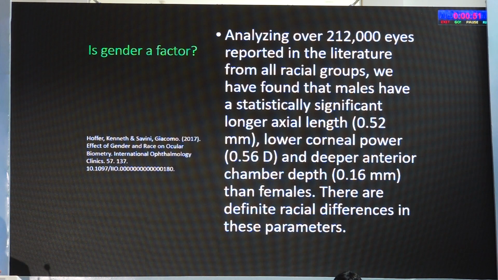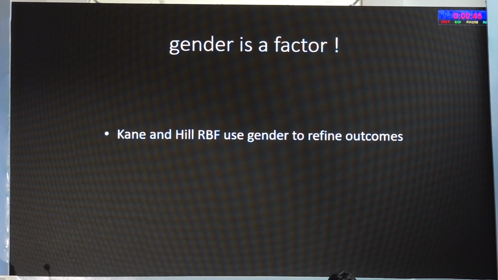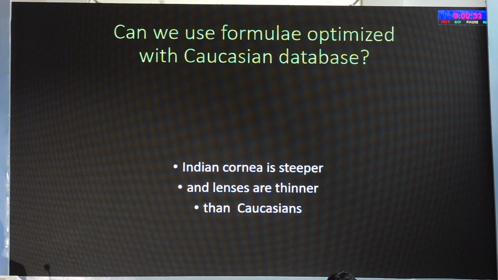Is gender a factor? After seeing more than 2 lakh eyes, Savini et al. a few years ago came to the conclusion that males have longer eyes and flatter corneas. Gender is a factor. And the current generation formulas like Kane and Hill RBF will ask you whether you are calculating for a lady or a male patient, and they will give you 2 different results based on that.